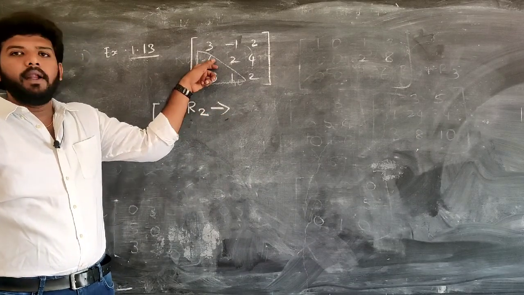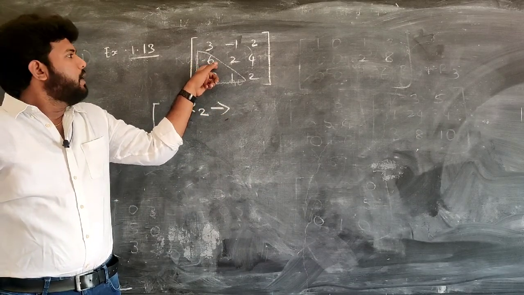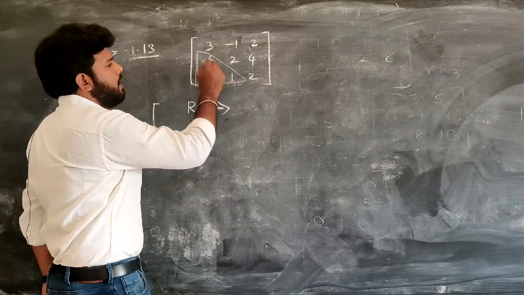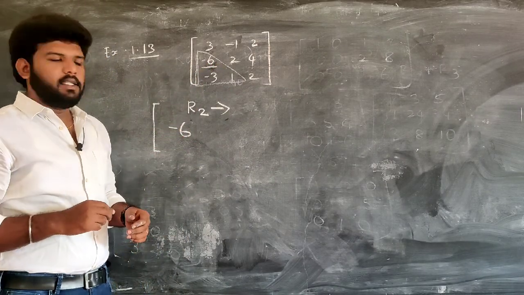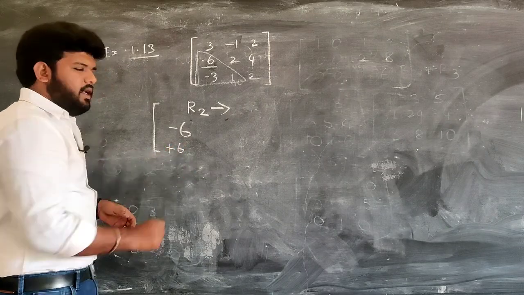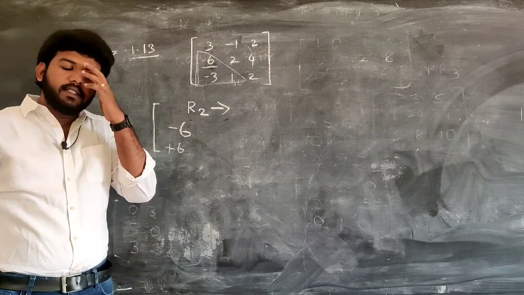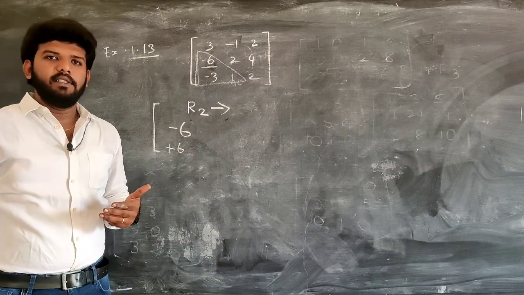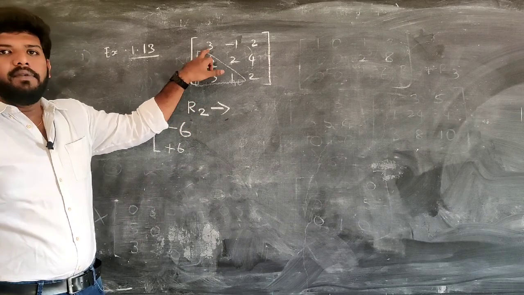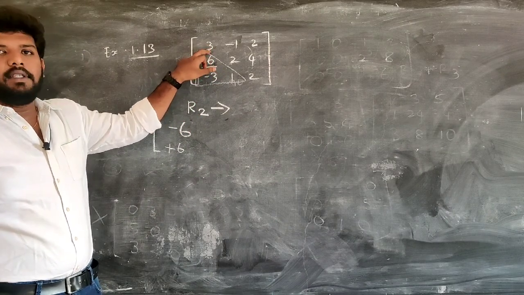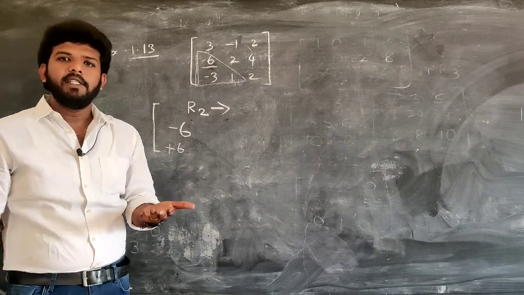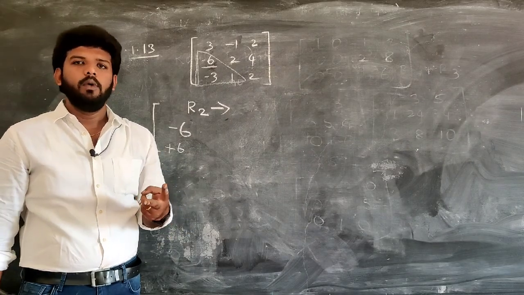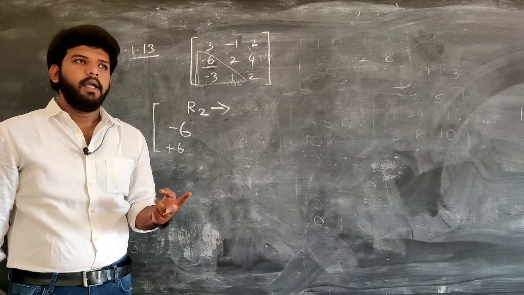What we are going to do is make this number a 0, right? So what is the first number? Minus 6. What do we do to make minus 6 a 0? If we add plus 6 to minus 6, it becomes 0. Here I have 3. How do you convert 3 into 6? 3 must be multiplied by 2.